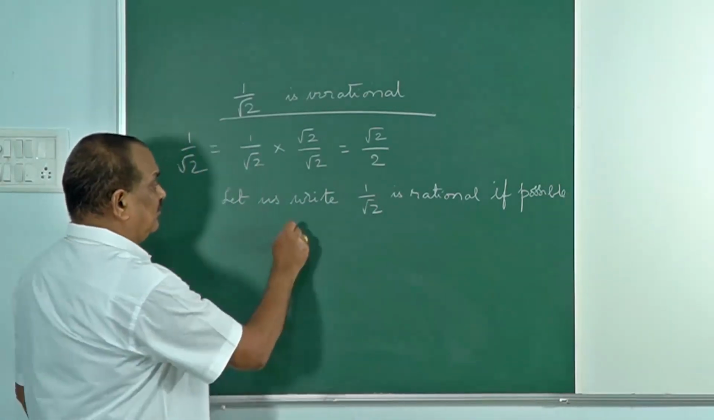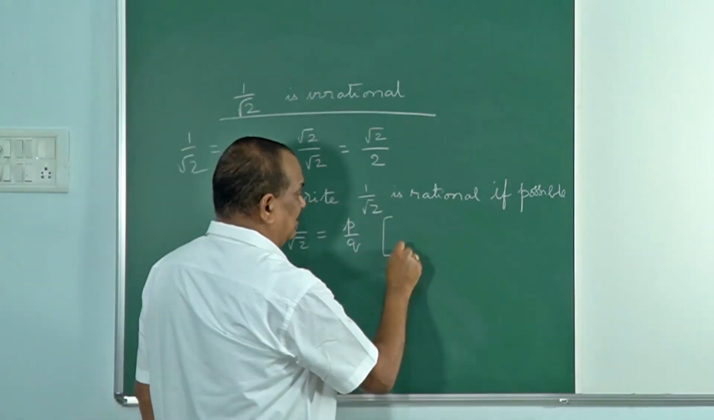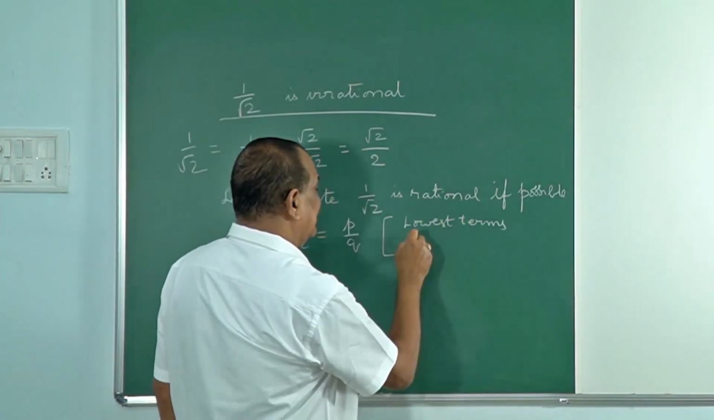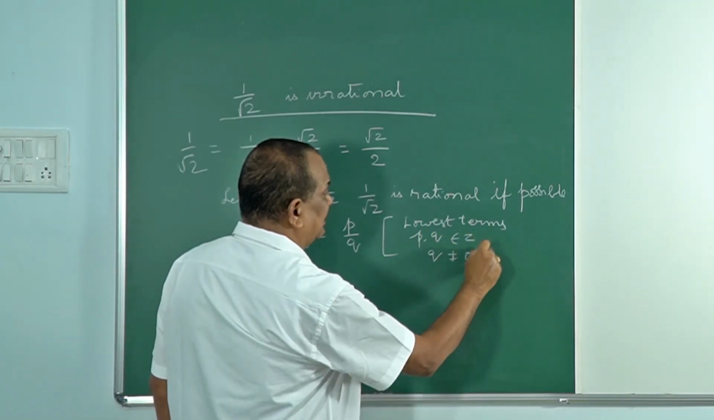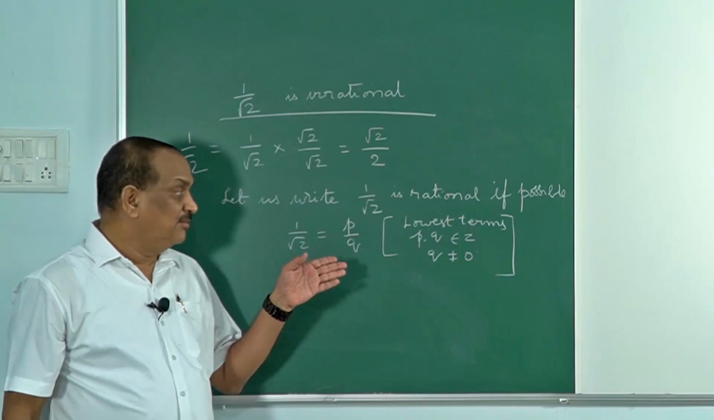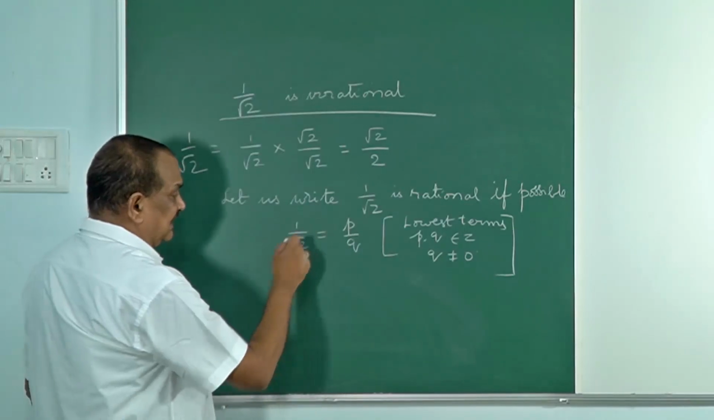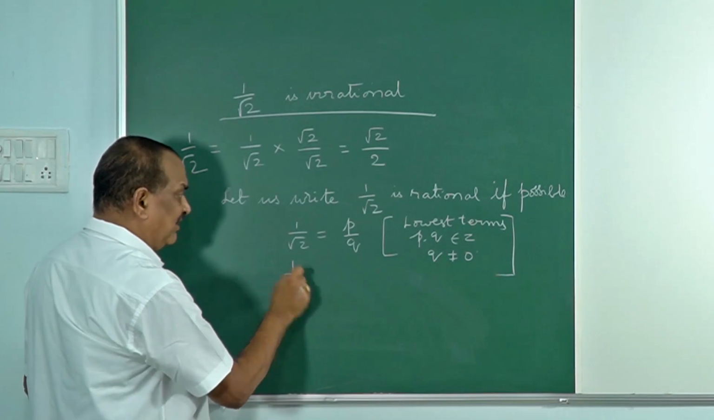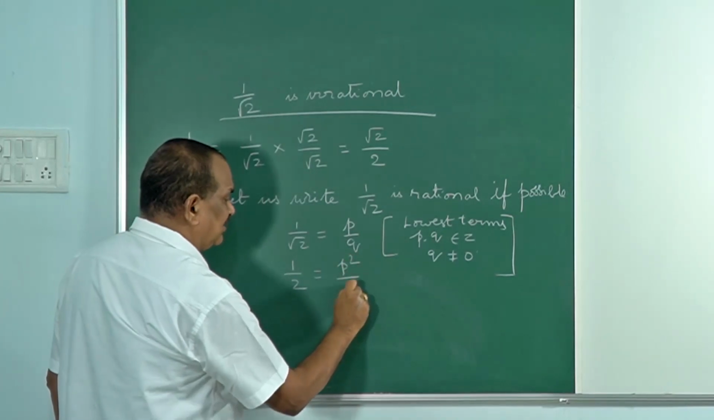We go ahead. Now, 1 over root 2 can be written in the form of P on Q, with all the conditions: lowest terms, nothing to cancel, P and Q are integers and Q is not equal to 0. You should be able to write this in the form of P on Q because you are thinking that this is a rational number. And now squaring on both sides, 1 over 2, since 1 squared is 1 and root 2 times root 2 is 2, is equal to P square over Q square.